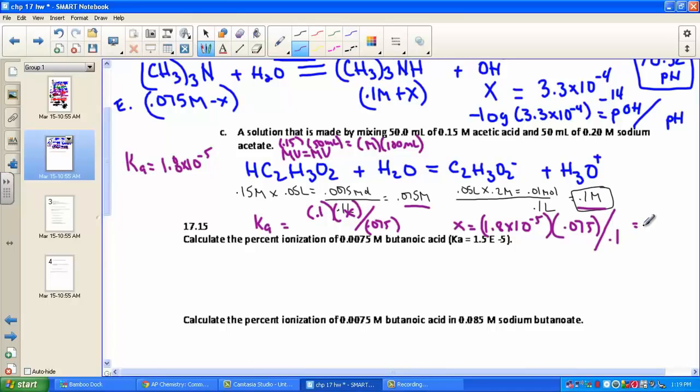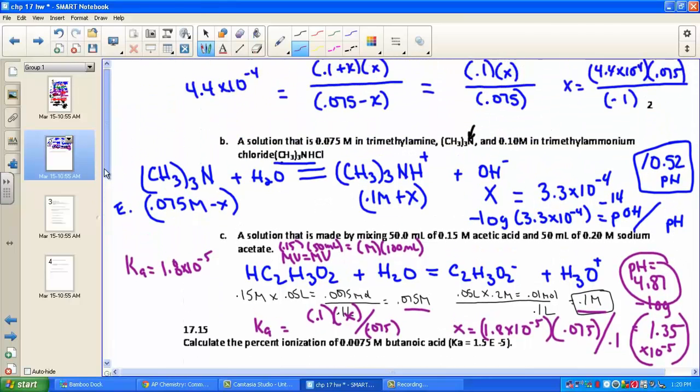And what do we find for X? 1.8 E negative 5, that's the Ka, times 0.075 molarity, divided by 0.1. And I'm finding for the value of X, 1.35 times 10 to the negative fifth. Now X represents hydronium. So let's take the negative log of X and find pH. 4.87 pH units.